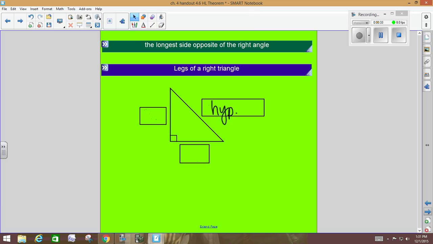The other two sides that form the right angle are called the legs. The legs are two sides that form the right angle. They create the right angle. I guess you would say that the legs are perpendicular to each other since they make a right angle. All right, hypotenuse, opposite of the right angle. The other two guys, the legs.